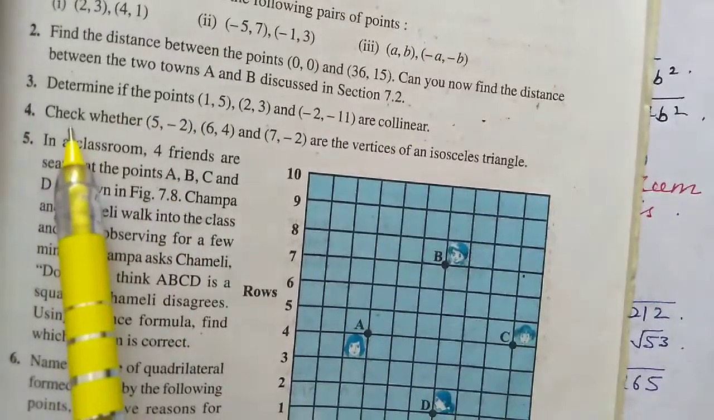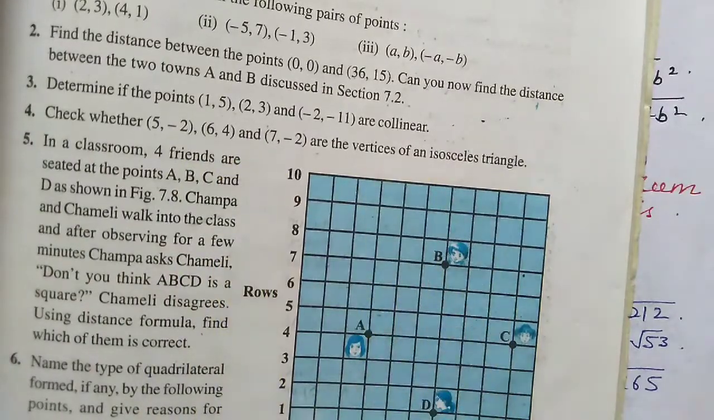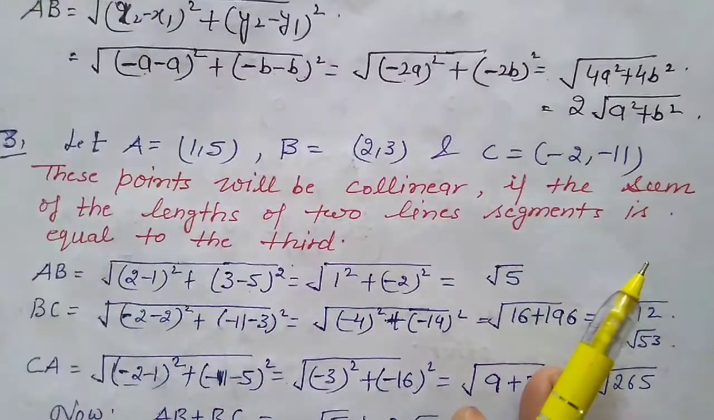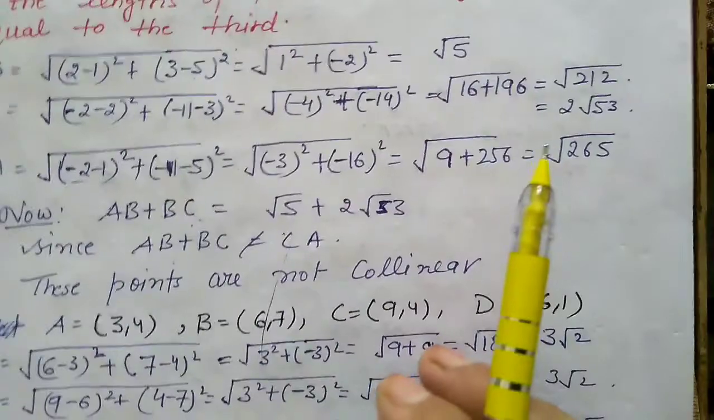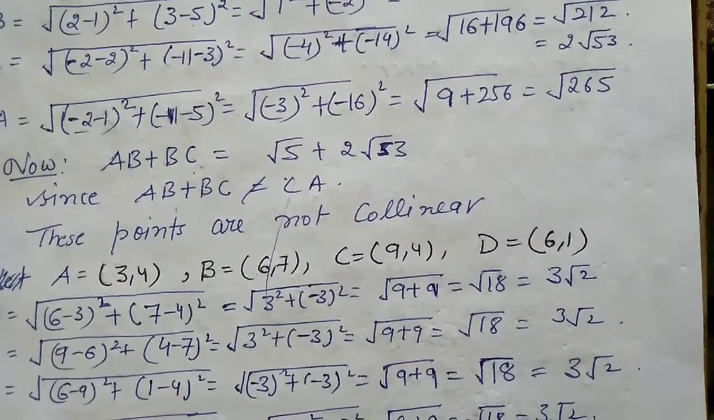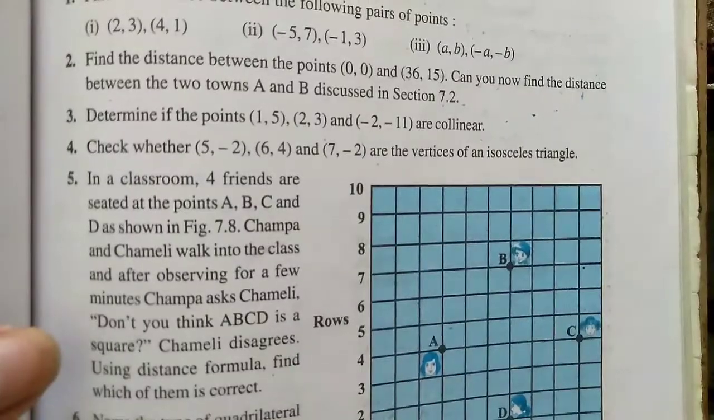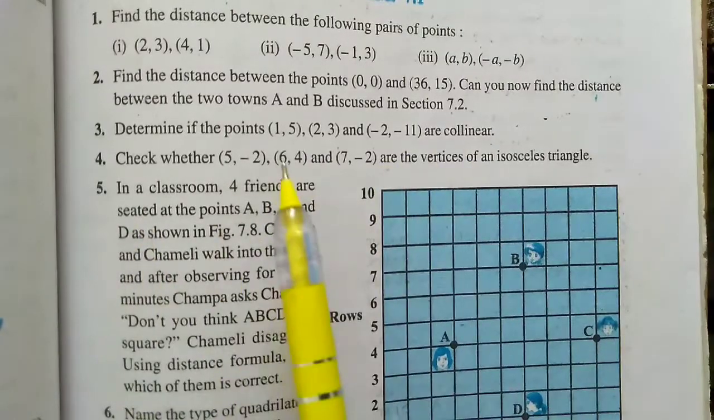Fourth question: check whether (5, minus 2), (6, 4), (7, minus 2) are the vertices of an isosceles triangle. Now we should know the property of an isosceles triangle. So what is an isosceles triangle? In an isosceles triangle, two sides are equal. So we will find the distances.